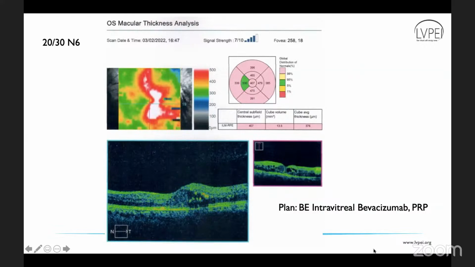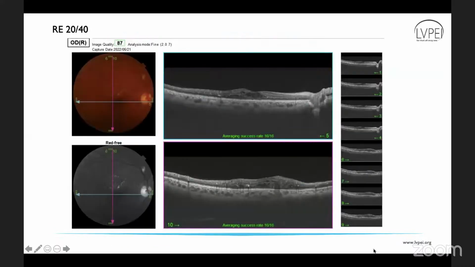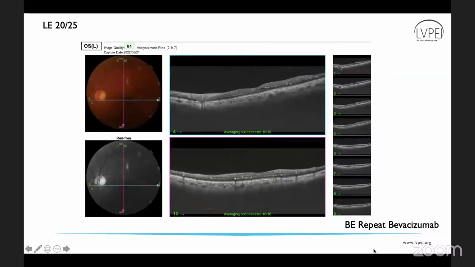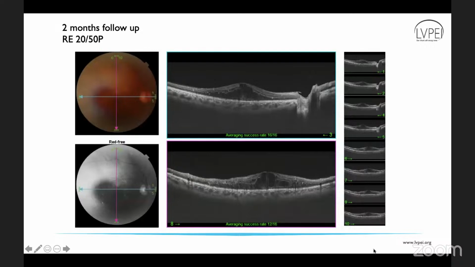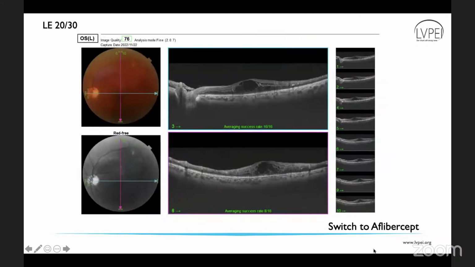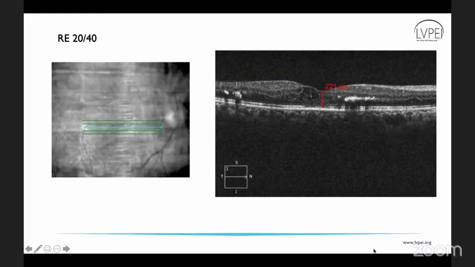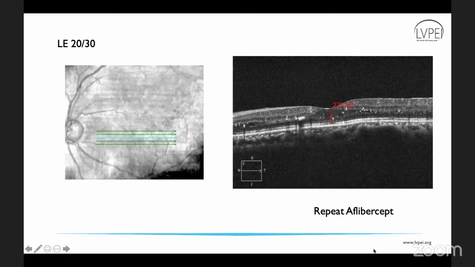So this patient underwent PRP along with bevacizumab, and the edema reduced in the right eye. Vision also improved to 20/40 and 20/50, and the left eye edema also reduced. We repeated the bevacizumab because edema was still persisting in both eyes. But after 2 months of follow-up, the edema came back. There was a rebound. Right eye 20/50, and left eye also the edema came back. After 2 injections, we decided to switch to aflibercept, and with that, the edema substantially reduced in the right eye. In the left eye it almost went away.